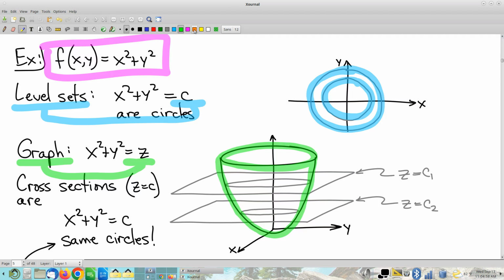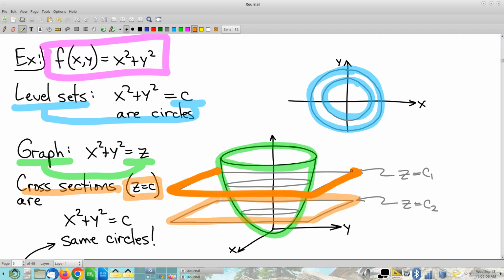And now here, let's draw the horizontal cross sections, z equals c. A couple of horizontal cross sections there. And now notice, as predicted, those horizontal cross sections look just like the level sets. Everybody happy?